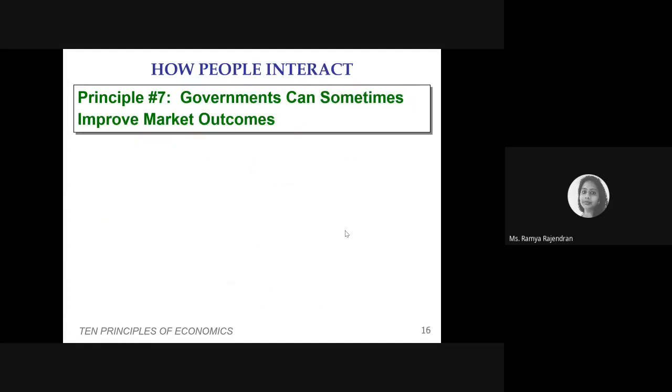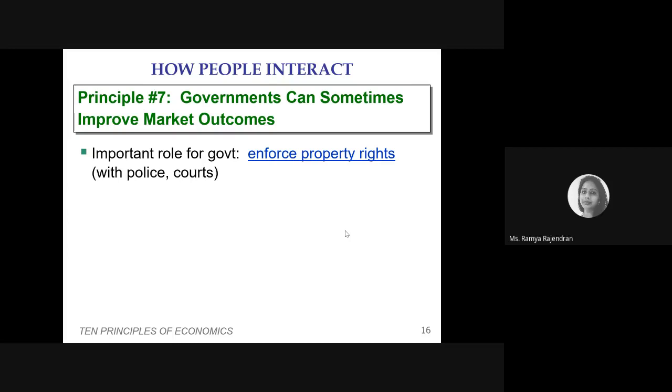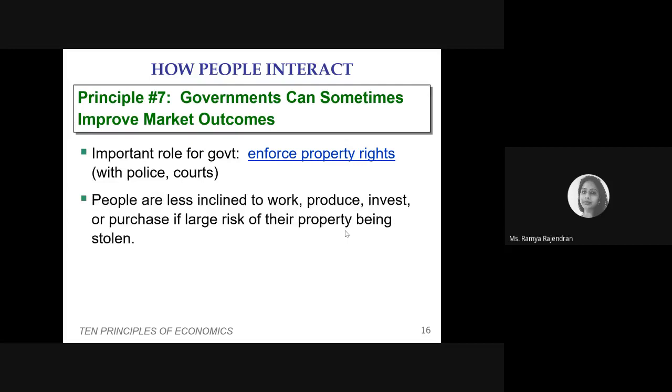Next one is governments. Governments can sometimes improve market outcomes. So what is the role of governments? Here they have to enforce law and make property rights, and take care of the codes by enacting policies and laws. When people are less inclined towards work, producing, investing and making purchases, what will happen? There will be a lot of theft.